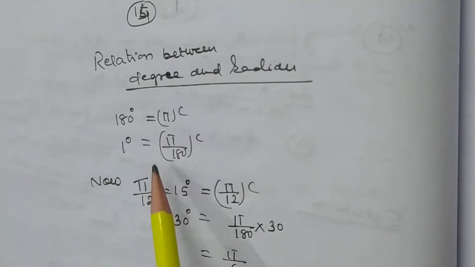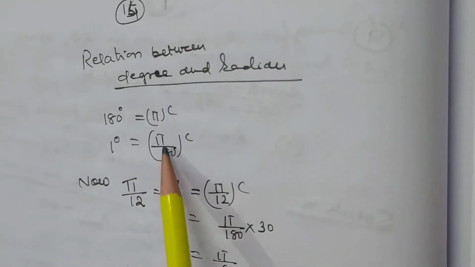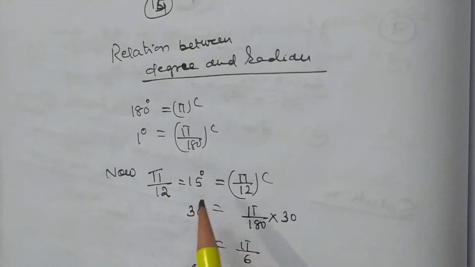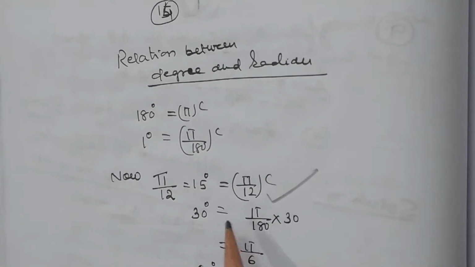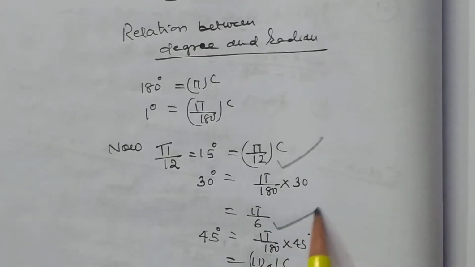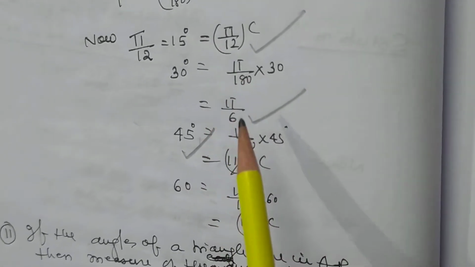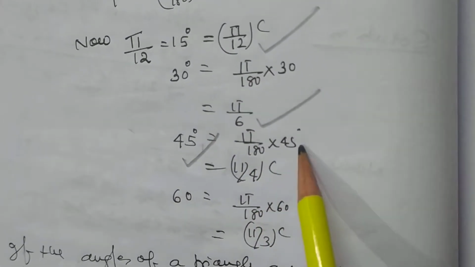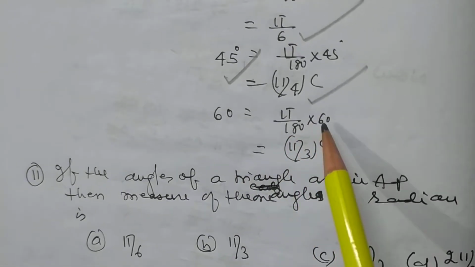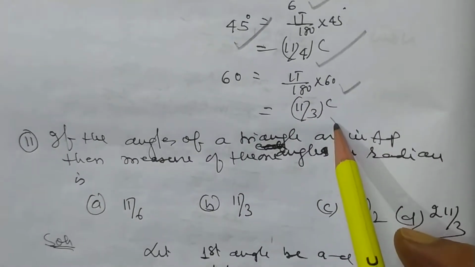Now I want to solve some problems involving degree and radian. 180 degree is equal to pi radian. So 1 degree is equal to pi by 180 radian. Pi by 12 radian is 15 degree. 30 degree is equal to pi by 180 into 30, that is pi by 6 radian. 45 degree is equal to pi by 180 into 45, that is pi by 4 radian. 60 degree is equal to pi by 180 into 60, that is pi by 3 radian.